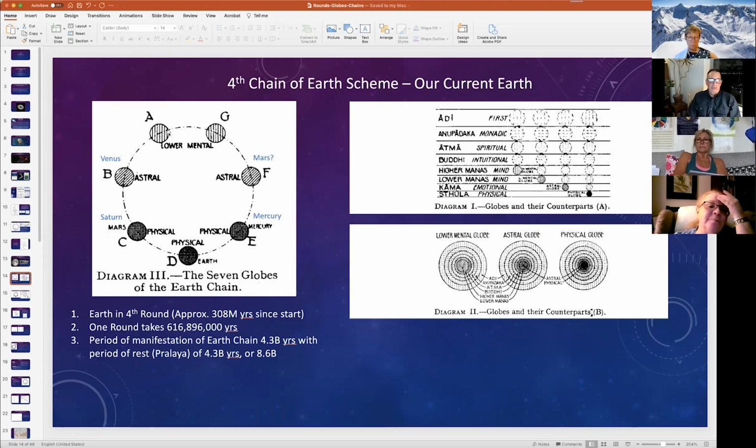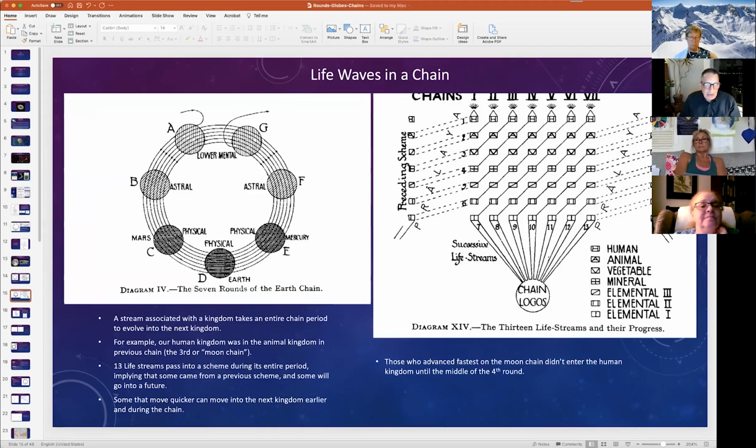Now we're in the fourth, halfway through it. So that means we've gone around three complete times and half of another, roughly. So that's why this chain is said to be 1.9 billion years old of the 4.3 that's allotted to it. Apparently, we're about 2 billion years into the manifestation, the life cycle of life here on Earth since moving over from the moon.